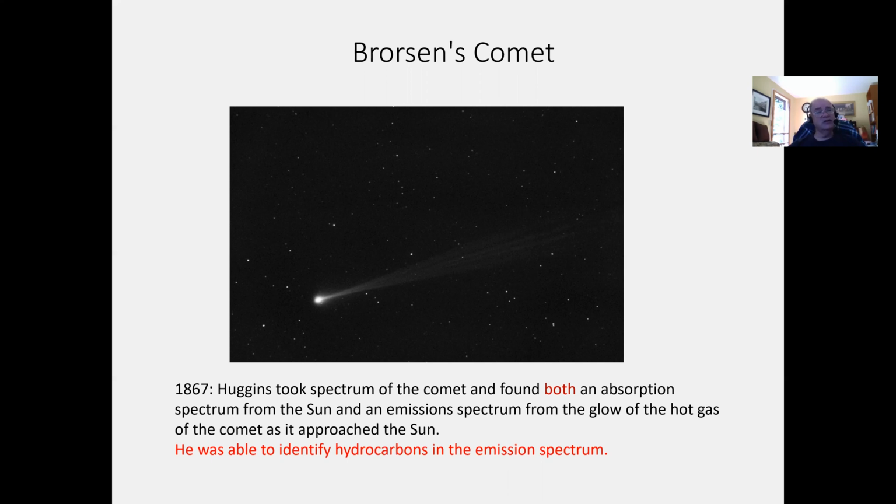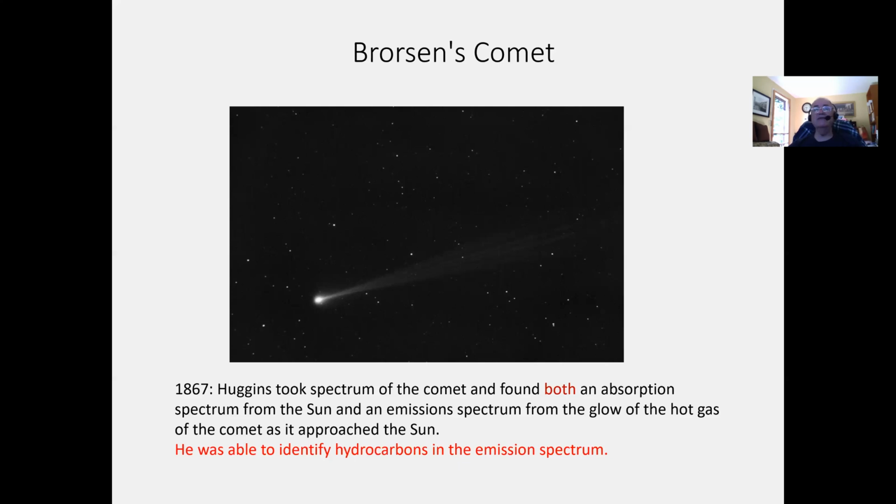But in 1867, he took the spectra of a comet. And what he found here was both an absorption spectra and an emission spectra in the same spectra. Sure enough, the absorption spectra was sunlight. Okay, what the comet was doing was simply reflecting the light of the sun. But the emission spectra was something else. This was a glowing gas. This was the comet itself. As it got hot, as it got close to the sun, it began to glow, and it gave off its own light. And he was actually able to identify hydrocarbons.